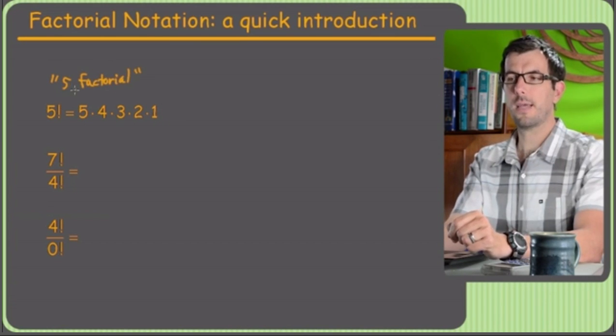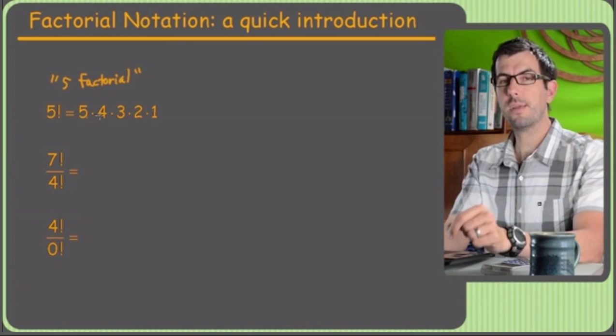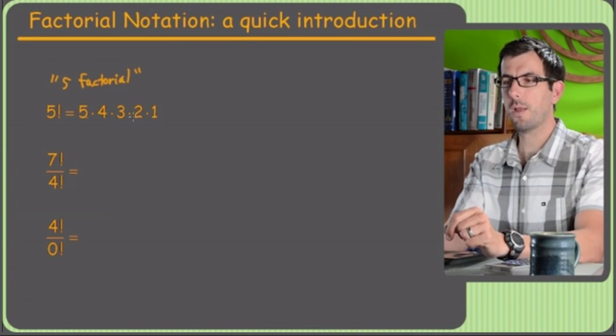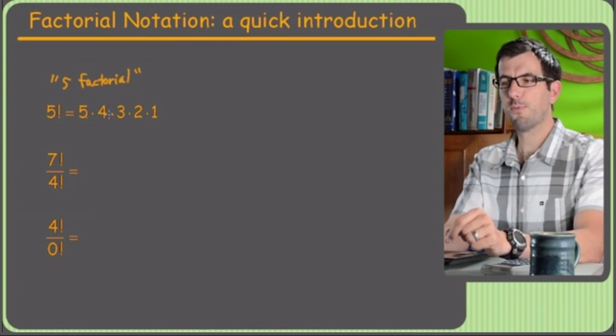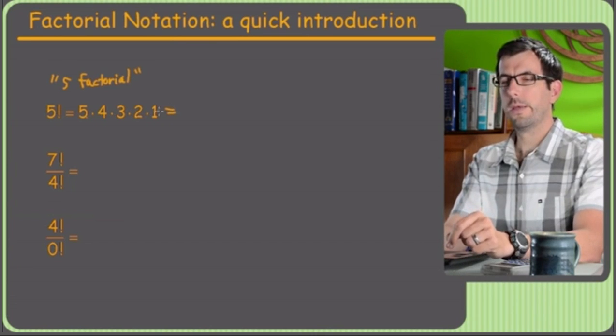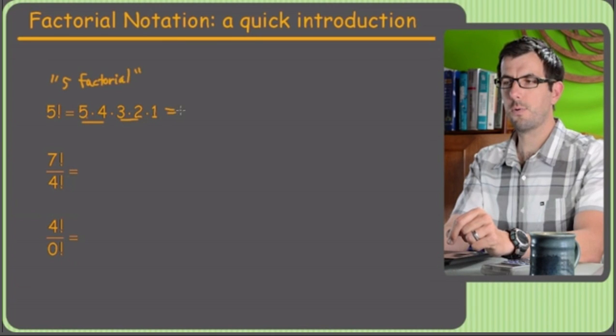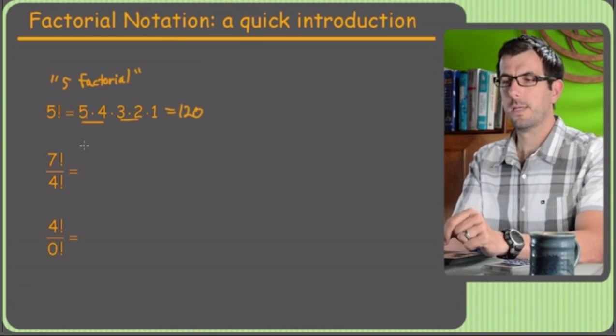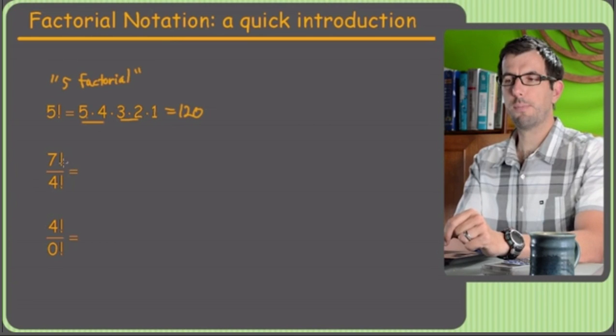And what that means is I want you to take 5 and then multiply it by every integer that's smaller than it all the way down to 1. So 5 factorial is 5 times 4 times 3 times 2 times 1, which of course you could evaluate is 20. Let's see, that's 20, that's 6, so 120. I'm a human calculator.